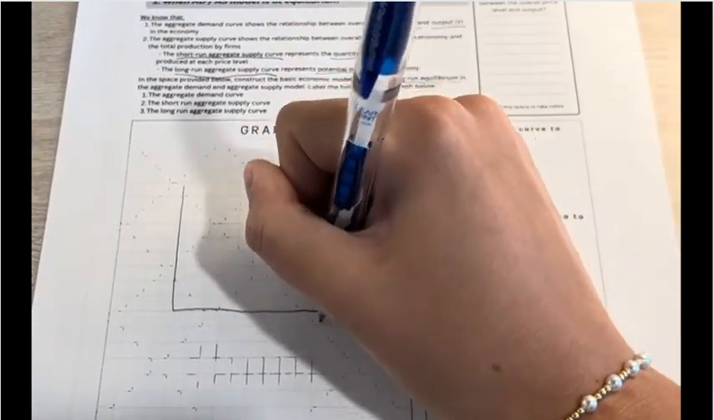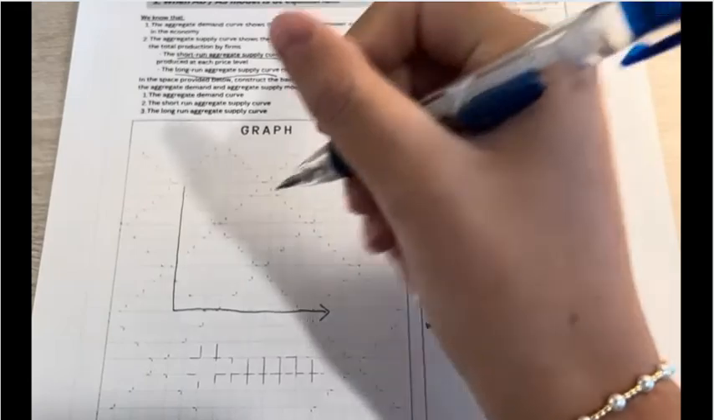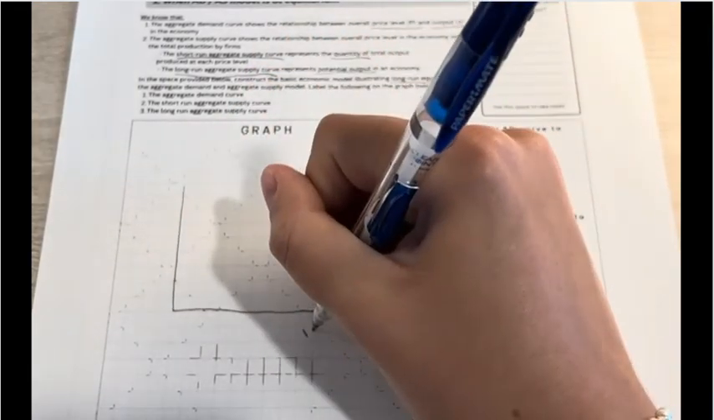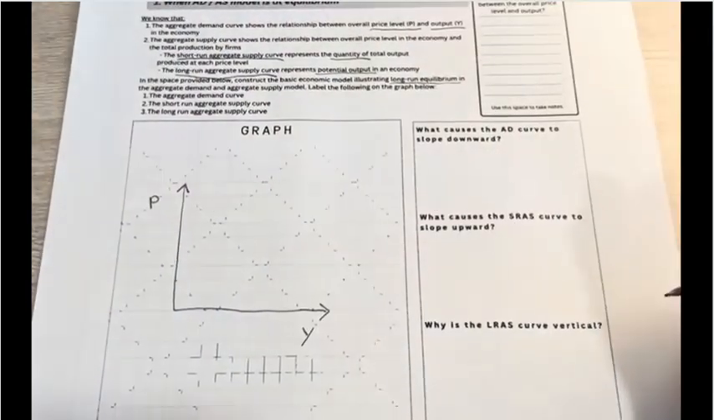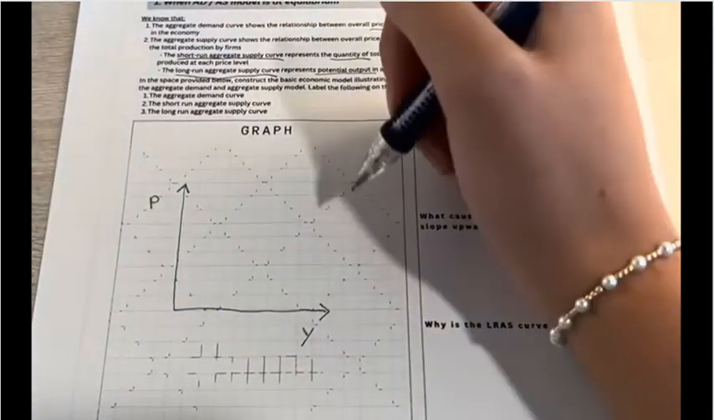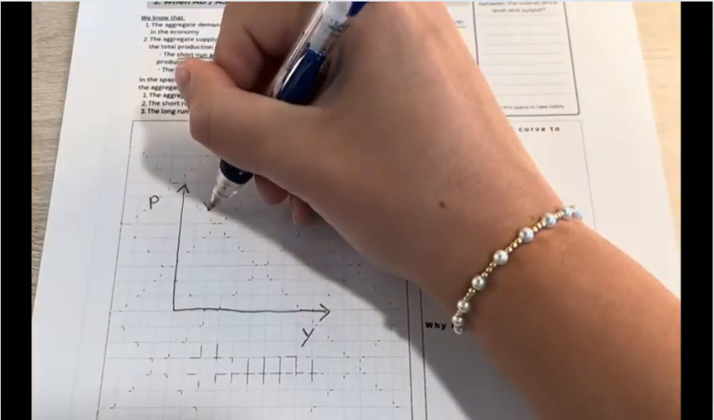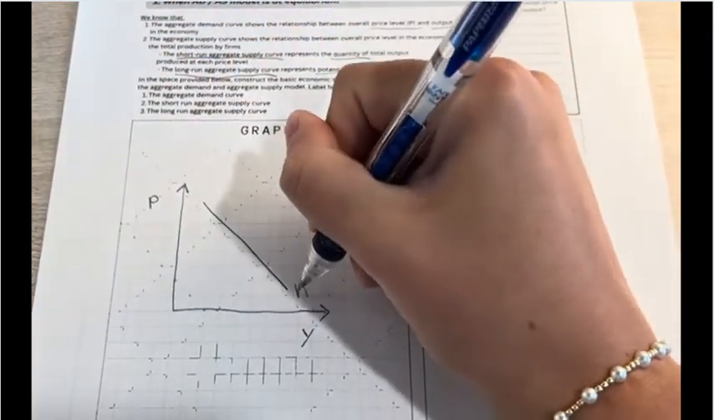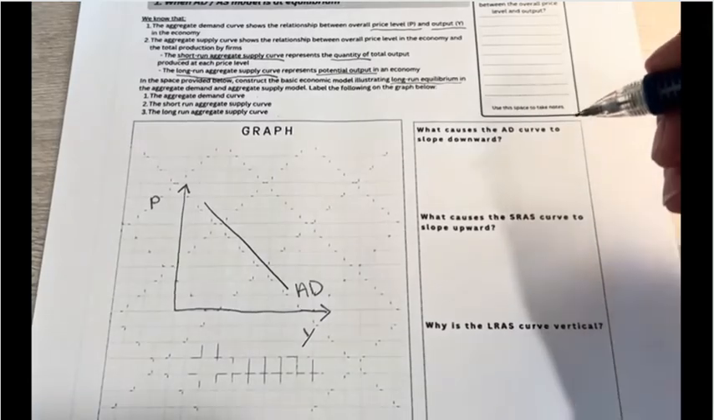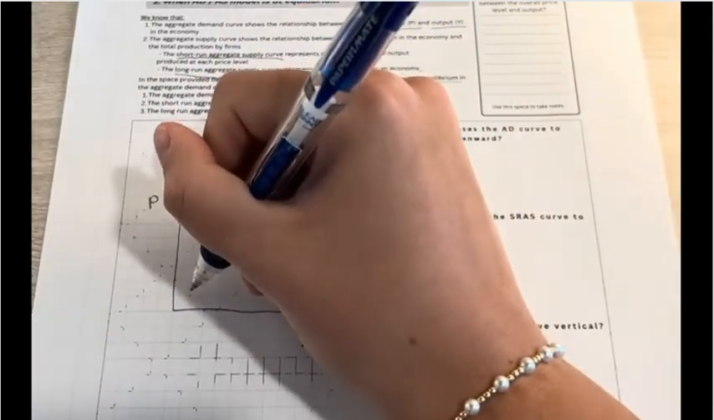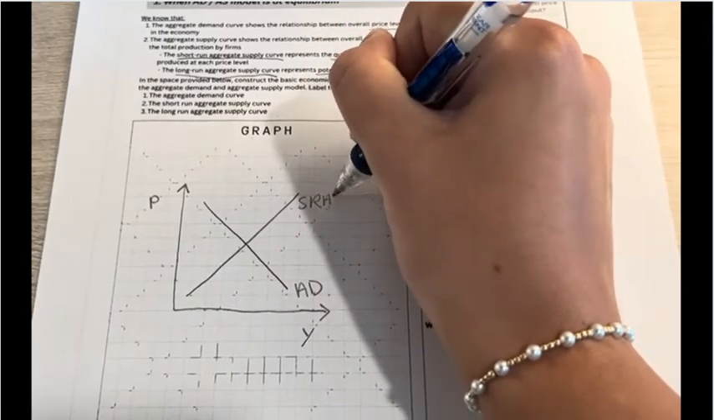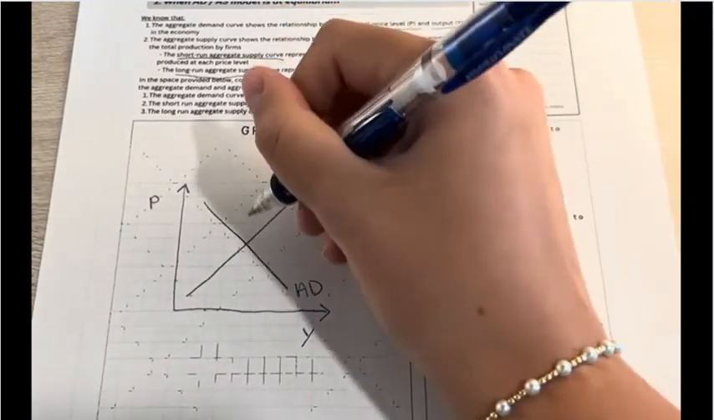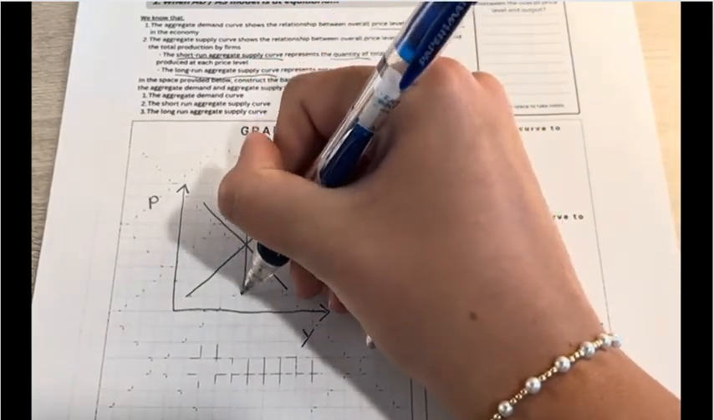So the x-axis represents GDP, or Y. The y-axis represents price level. Then we will begin by drawing the aggregate demand curve, which is downward sloping. Next, the short-run aggregate supply curve, which we know is upward sloping. Now, the long-run aggregate supply curve is just a vertical line right here.